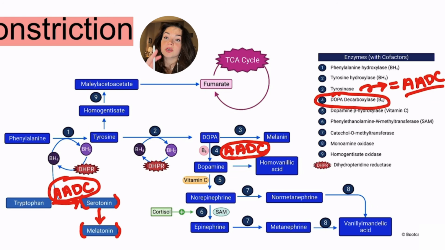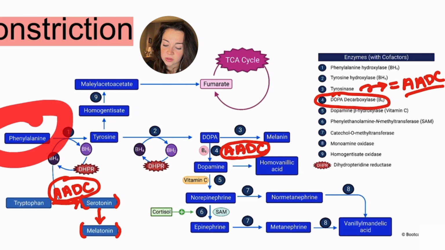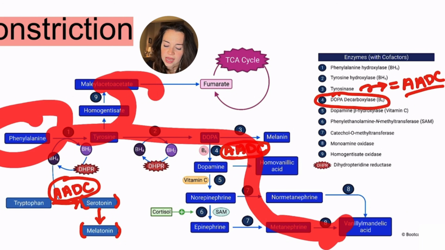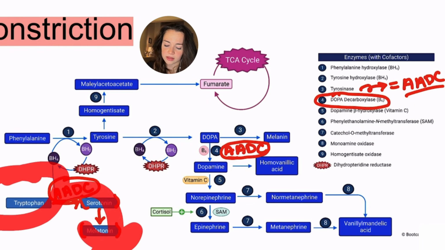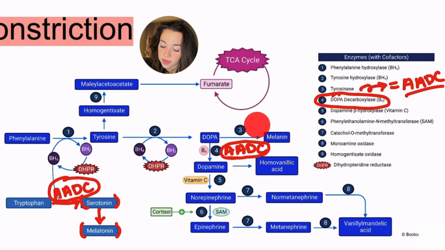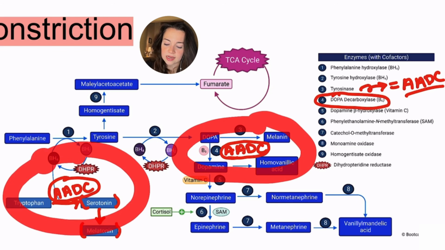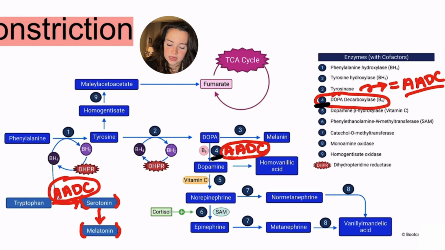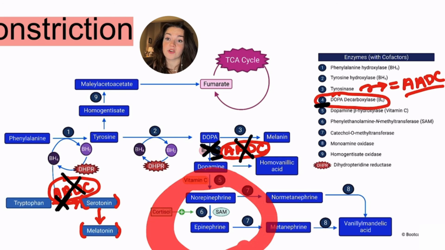So here's our big diagram of all the phenylalanine breakdown pathways as well as the tryptophan breakdown pathways. And you can see they're kind of linked by BH4 here. And they also both have the AADC enzyme implicated in them. In the disorder AADC deficiency, we are blocking not only the breakdown of tryptophan into serotonin, but also the breakdown of DOPA into dopamine and catecholamines like norepinephrine and epinephrine.